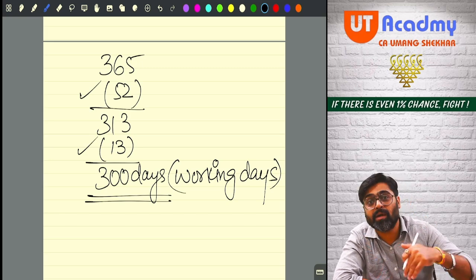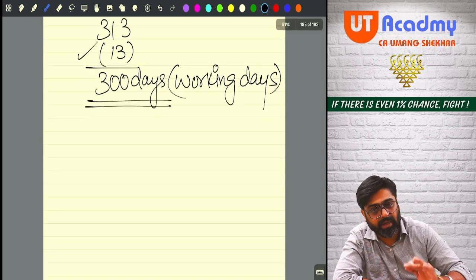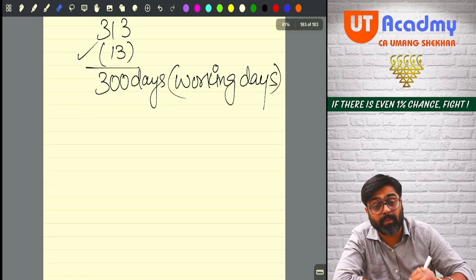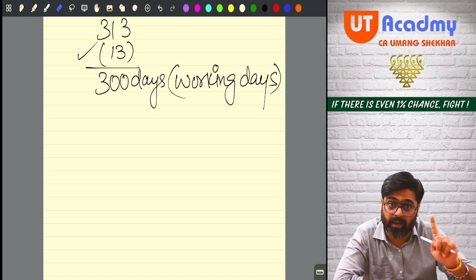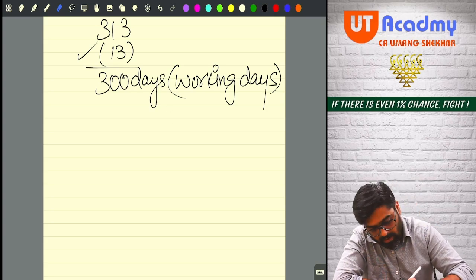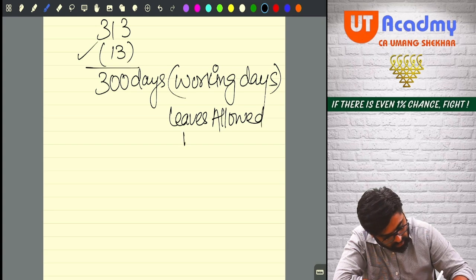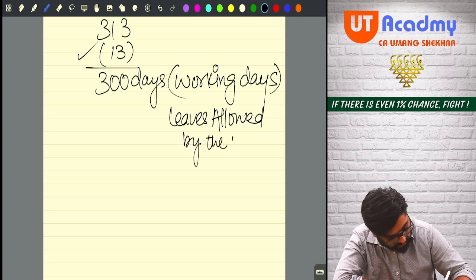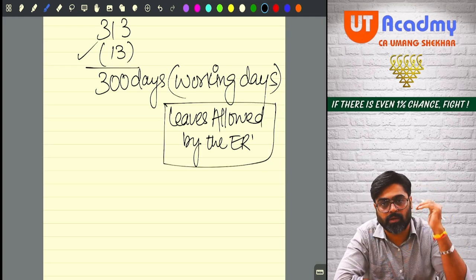So your employer allows a few leaves to you. Out of 300 working days, the days remaining for work are the days on which the work can actually be done. Yes or no? Out of these working days, the employer allows some leaves. Leaves allowed by the employer. Now the leaves which are allowed by the employer are allowed as per the employment terms.